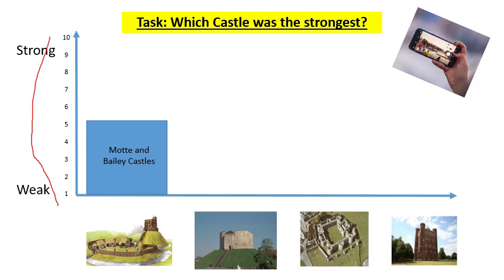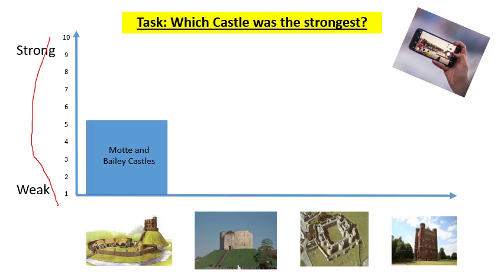So what you need to do is go through each of the 4 pictures of your castles. You've got the Motte and Bailey, the Stonekeep Castle, the Concentric Castle, and your Brick Tower Castle. You need to give each of them a score out of 10 for how strong or weak you think they are, and then you draw your bar. I've given the Motte and Bailey a 5, I've just made it up so you can see. So I've drawn the square there of 5, and I've written in the middle of it Motte and Bailey Castle, so I know that bar is talking about Motte and Bailey Castle.